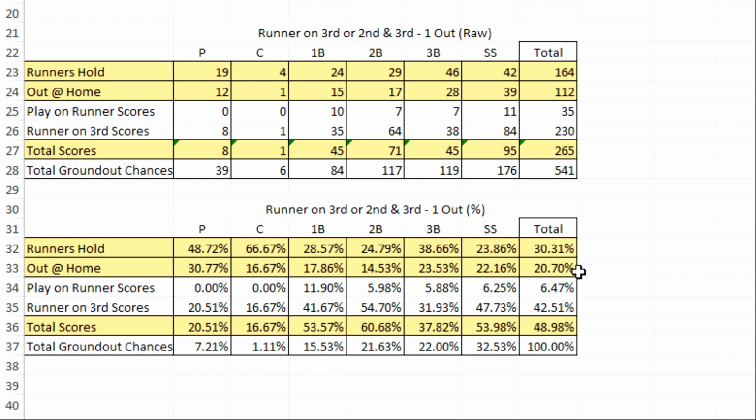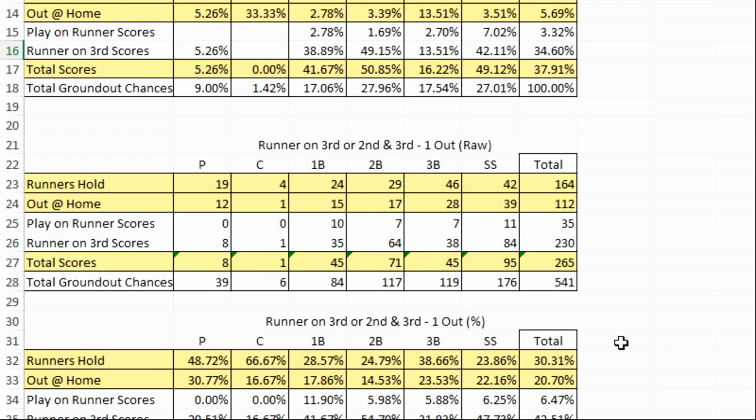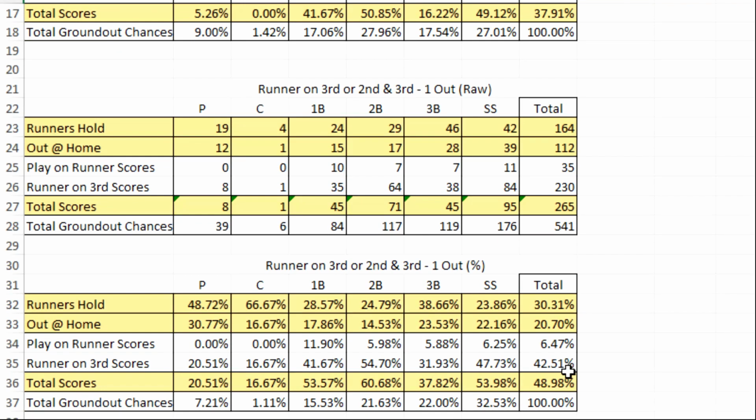20% of the time he's out at home, so a fifth of the time he's out at home, and almost half the time he's scoring. So they're scoring more often. They're holding less often. There's more plays at the plate.